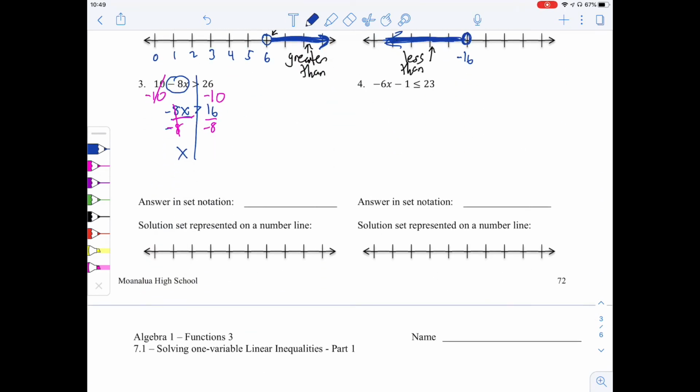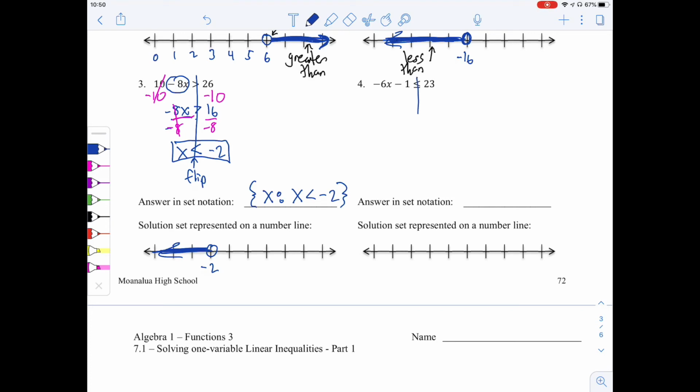we have to change the direction of our symbol. Right? So if we divided by a negative, we're going to flip our symbol. So flip the symbol from greater than to less than. And that's negative 2. Right? So flip it because we divided by negative 8. So in set notation, it's going to be x such that x is less than negative 2. And less than negative 2, you make open circle, here's negative 2, less than, it's to the left, and we just shade.